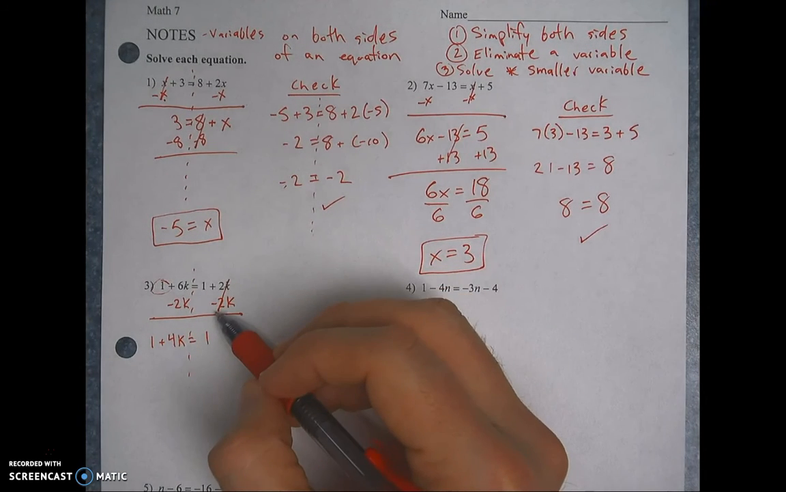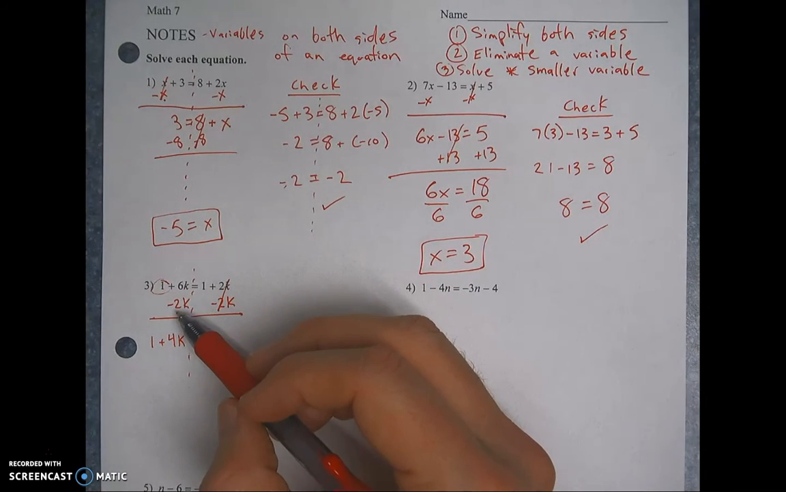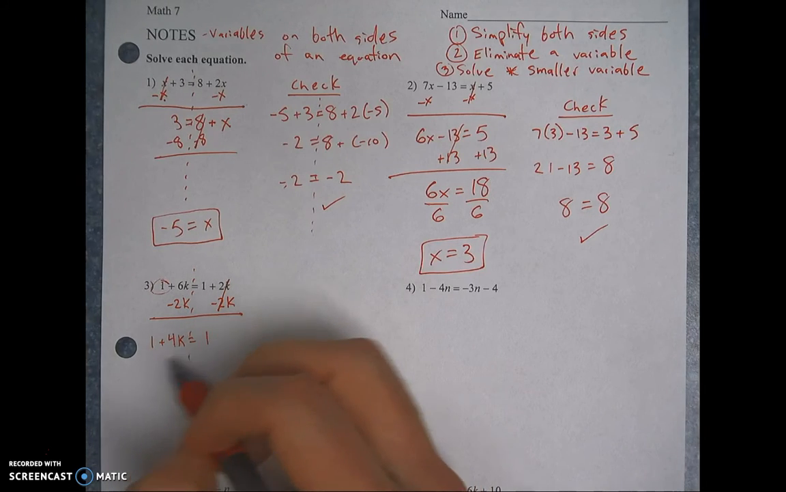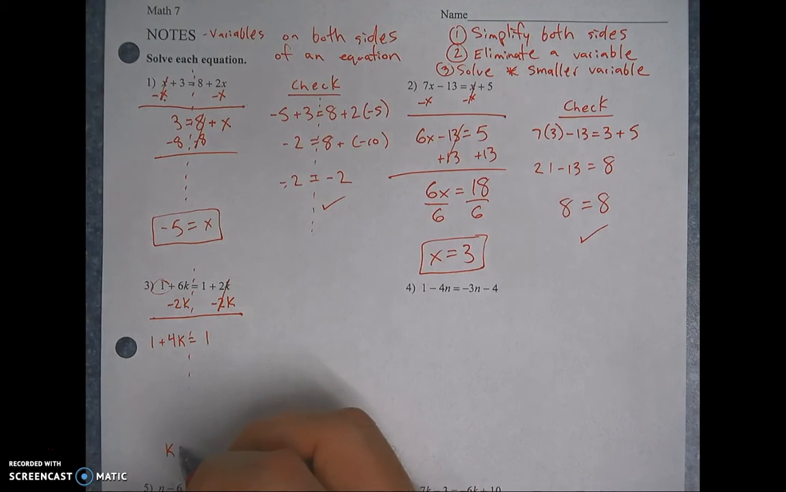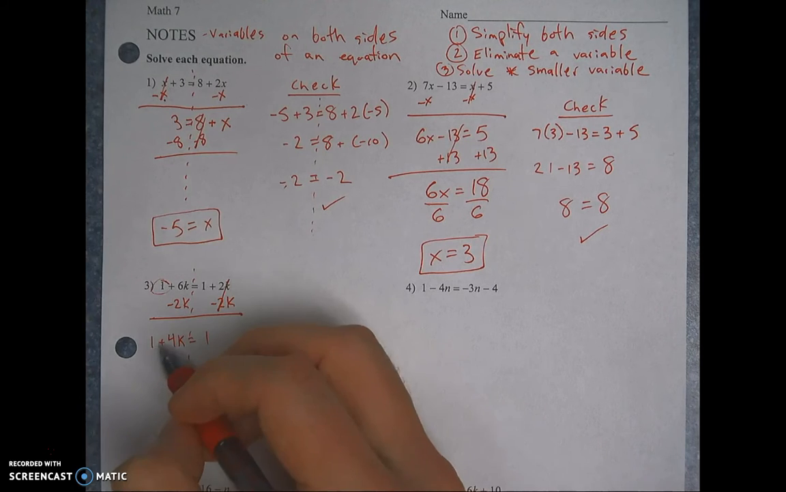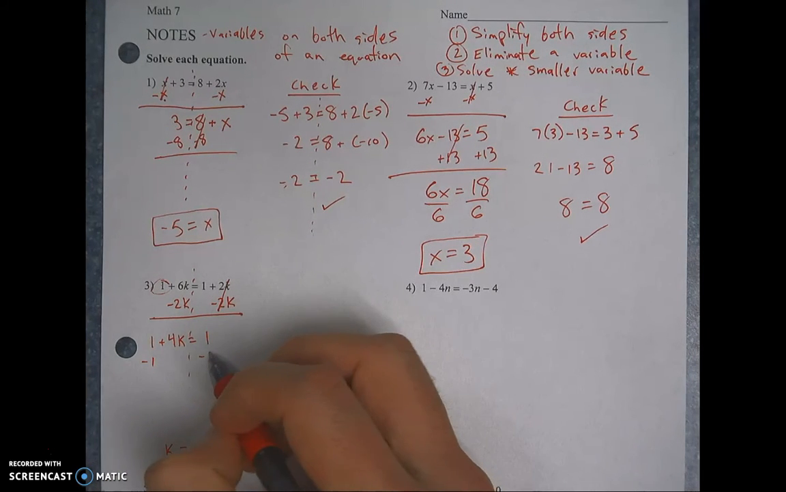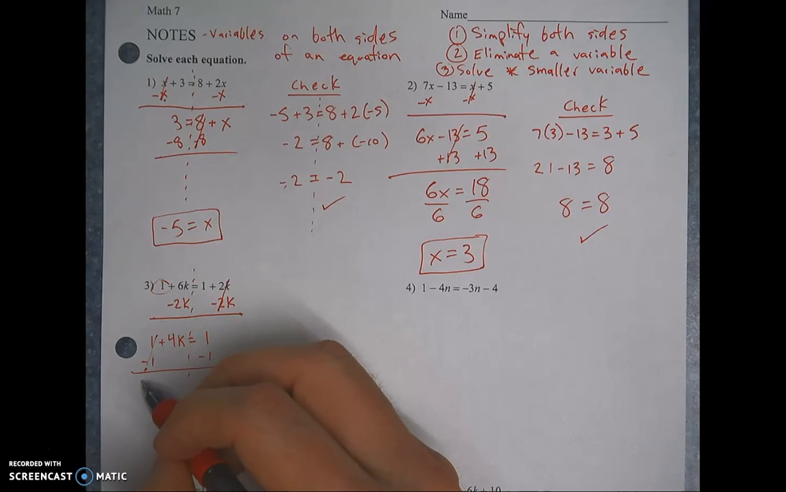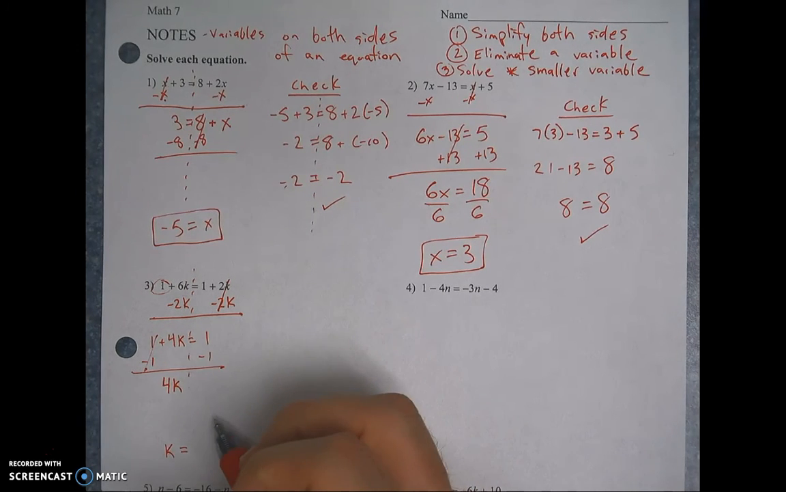So the k's have been eliminated from the right side. 2 of them got eliminated from the left side. Now I'm good to go. So I want to get k by itself. It should say k equals my answer eventually here. So I need to minus 1 from both sides. When I minus 1 here, it cancels because it became a 0. I don't need to write it. I still have a 4k on that side.